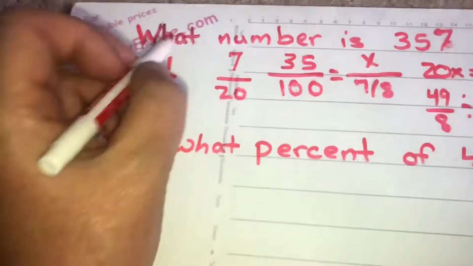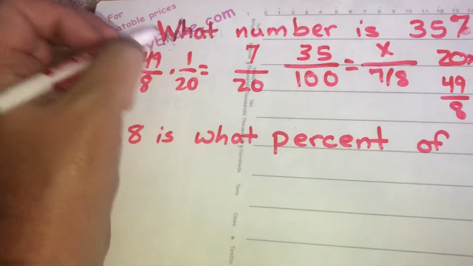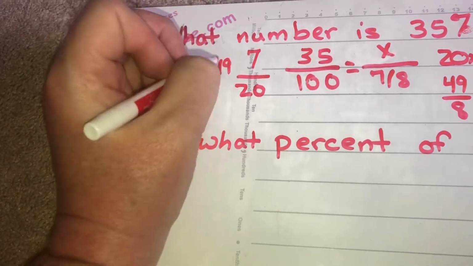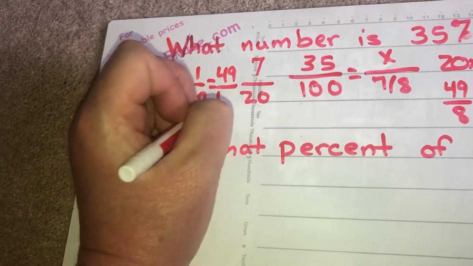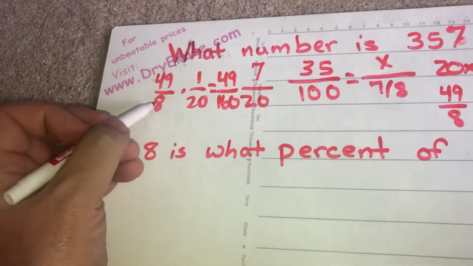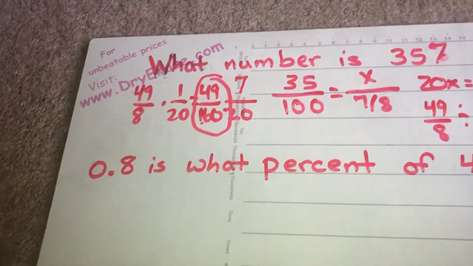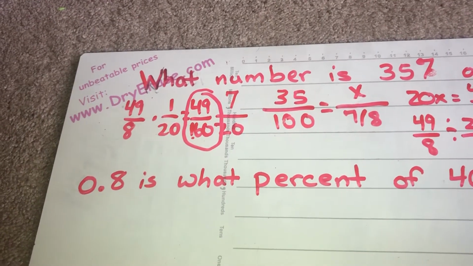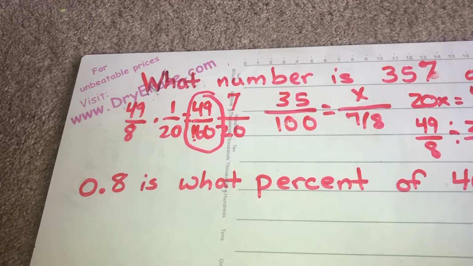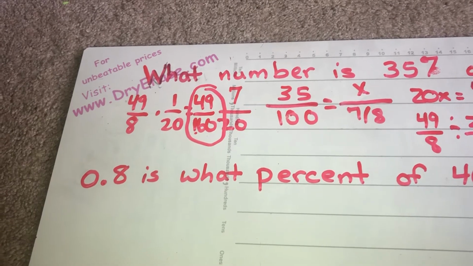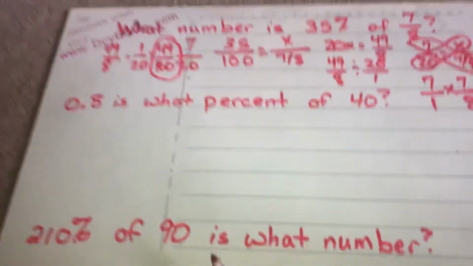All right? 49 times 1 is 49. 8 times 20 is 160. 8 times 2 is 16, add the 0, 160. 49 over 160 is in simplest form. I'm ready to move on.